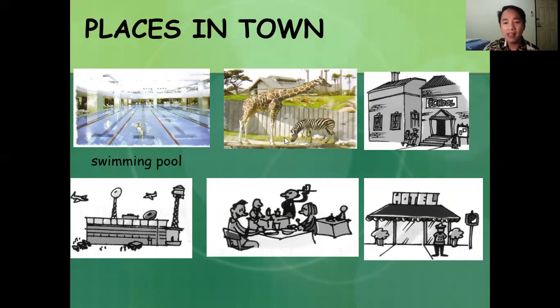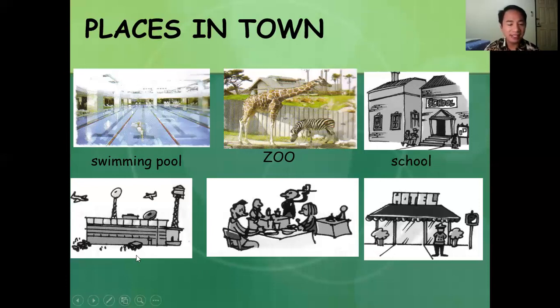How about this one? The next photo, what is this? It is a place wherein you can find a lot of animals. Yes, correct. The answer is zoo. It is a zoo. Next one, how about this photo? Very common. It is a place wherein students learn. Yes, correct. This is what you call a school.